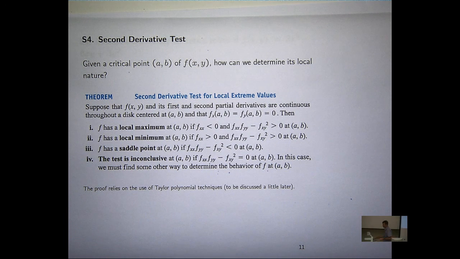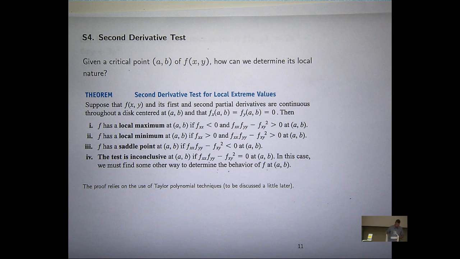Now, this is a pretty comprehensive test. I'm not going to talk about that today. We'll talk about it on Monday.